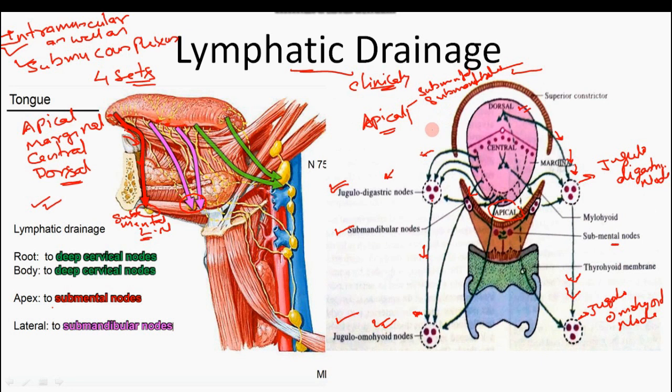They are also draining in jugulo-omohyoid lymph node. They are also draining in submandibular node. So in the multiple nodes, this apical set is draining. So the carcinoma, the cancer at the region of the tip of the tongue, can spread profusely to all sides of cervical lymph node.